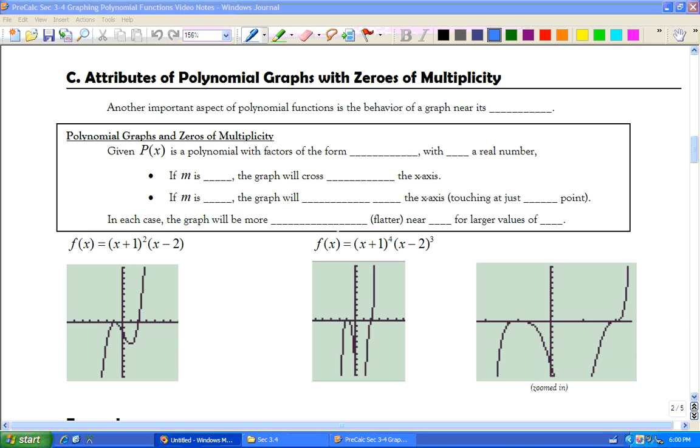Okay, section 3.4, part C, attributes of polynomial graphs and their zeros of multiplicity. So we've looked at the end behavior of graphs, and that tells us some information about what's going on with our graph, but let's also take a look at what's happening in the middle. So we need to look at the behavior of the graph near its zeros.